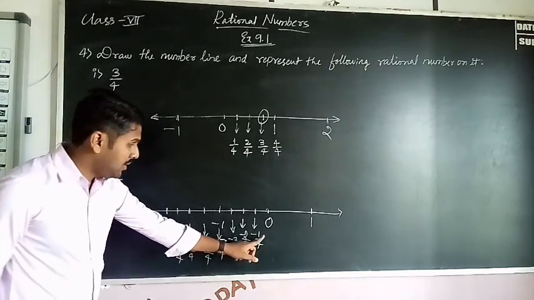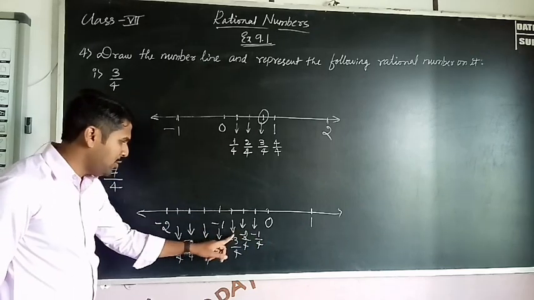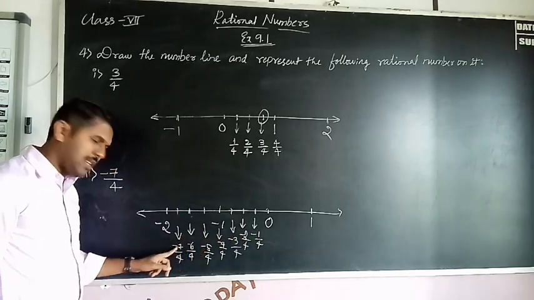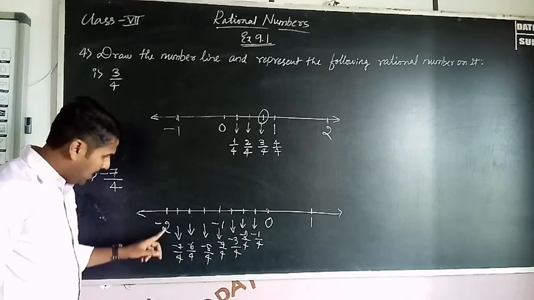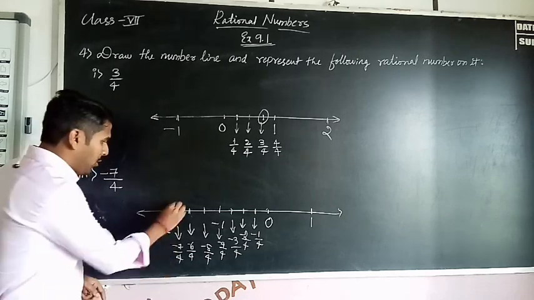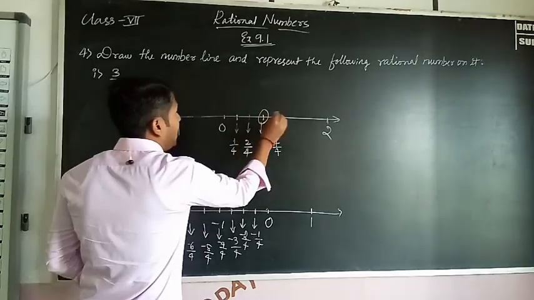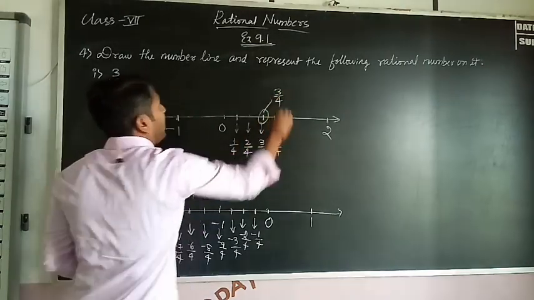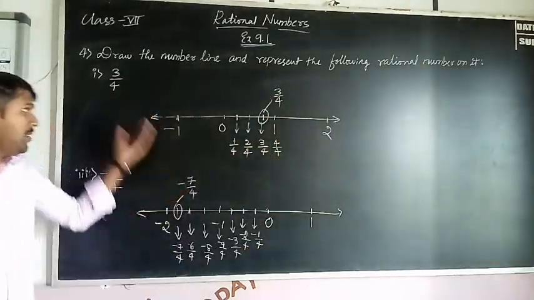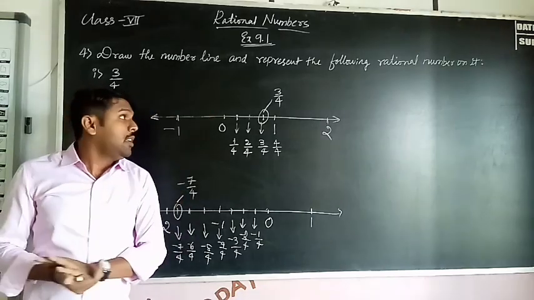Go on decreasing: minus 1, minus 2, minus 3, minus 4, minus 5, minus 6, minus 7 by 4, and this should be minus 8 by 4. So this is minus 7 by 4, and this one is 3 by 4. This is the way of representing the rational numbers on the number line.